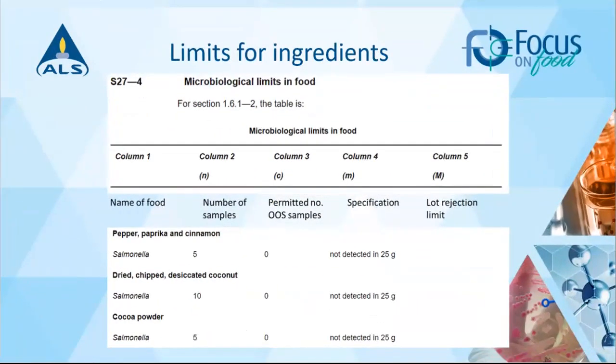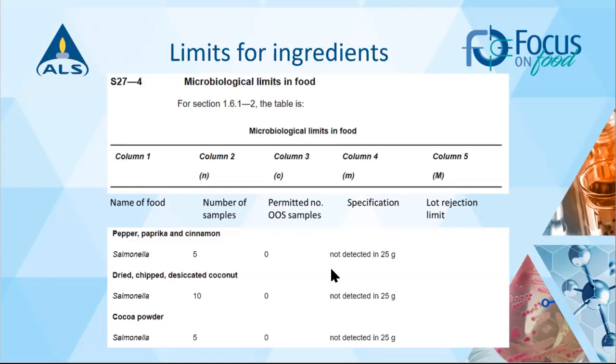There are also some limits set in the regulations for a range of raw ingredients such as spices, coconut and cocoa powder. So if you're a supplier of any of these commodities, you'll need to undertake this testing. If you're buying these raw ingredients for further processing into a combination food or a beverage, these limits can act as a specification from your supplier. So this is where we use specifications in commercial arrangements.